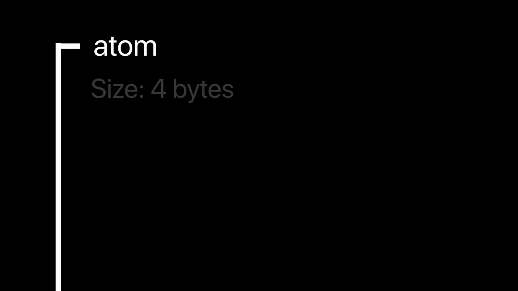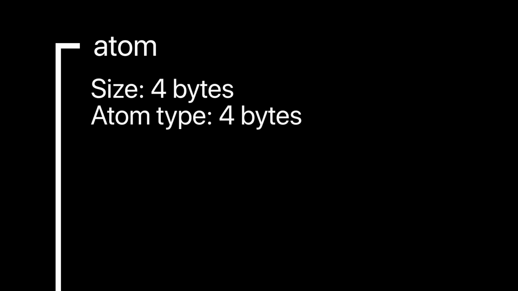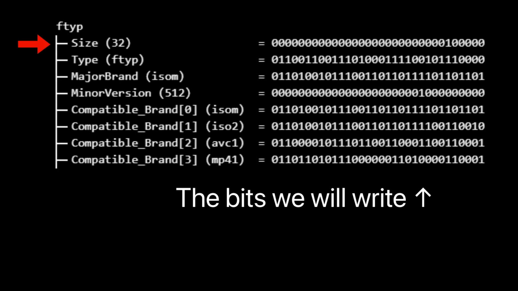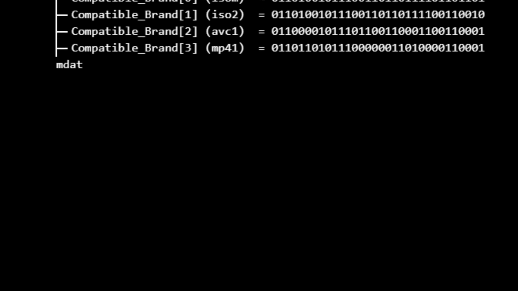Each atom will start with 4 bytes of size and 4 bytes of type. We'll start by writing the file type compatibility atom, FTYP, using these values. Size 32, type FTYP, major brand ISOM, minor version 512, and our list of compatible brands ISOM, ISO2, AVC1, and MP4. Next, we will write our movie data atom, or the MDAT.